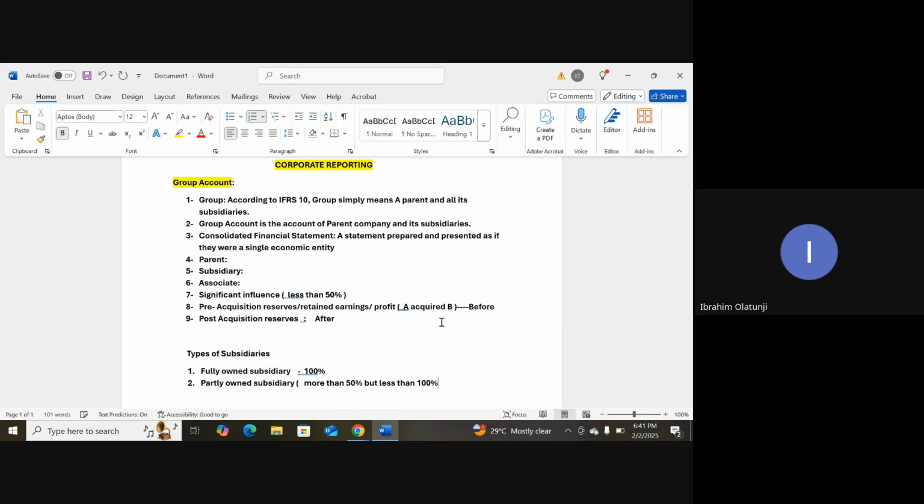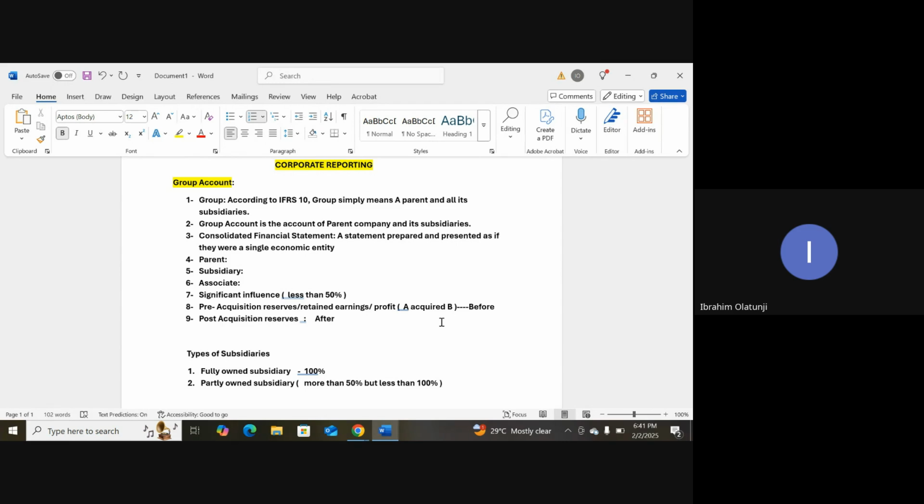We call it what? Partly subsidiary, or we call it partial. Anyhow you call it, partial or partially owned subsidiary or partly subsidiary. Is it clear?